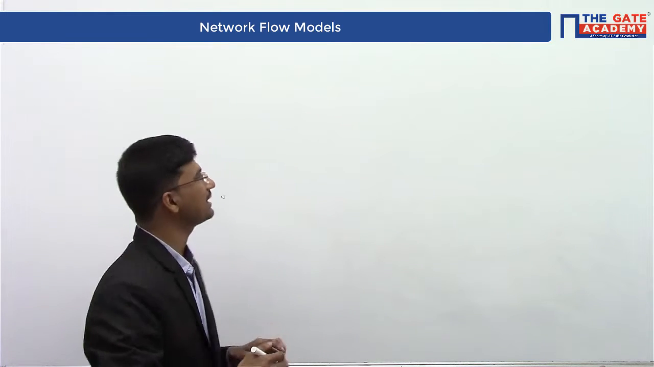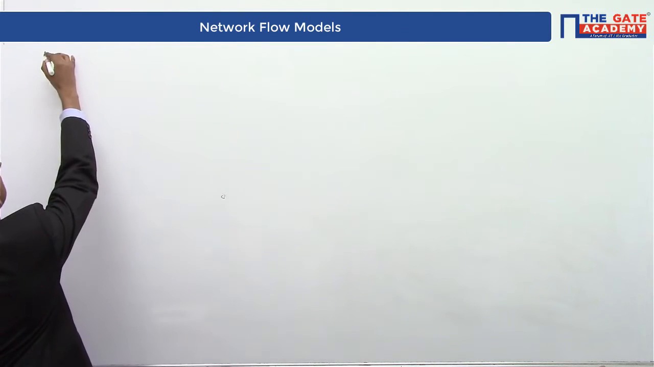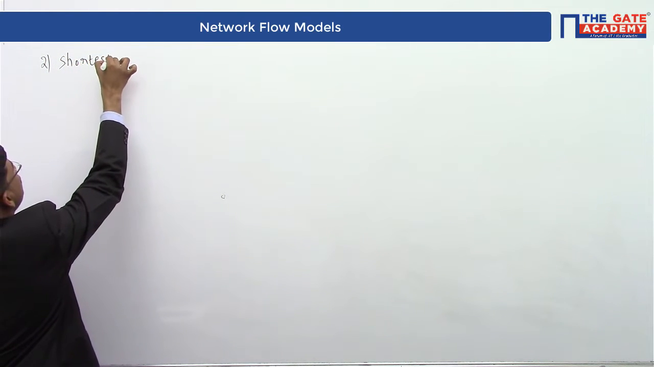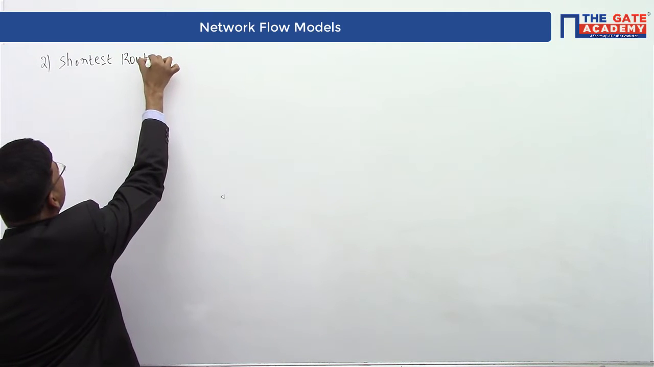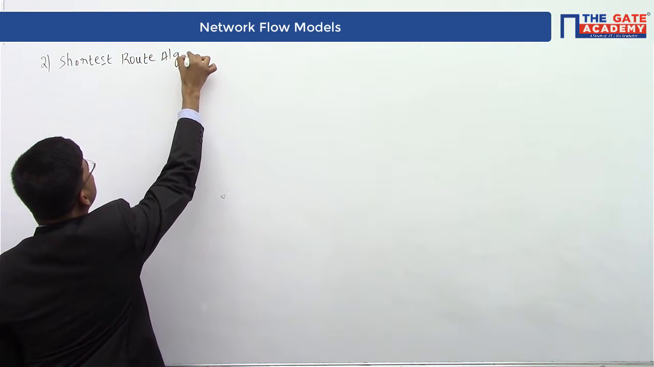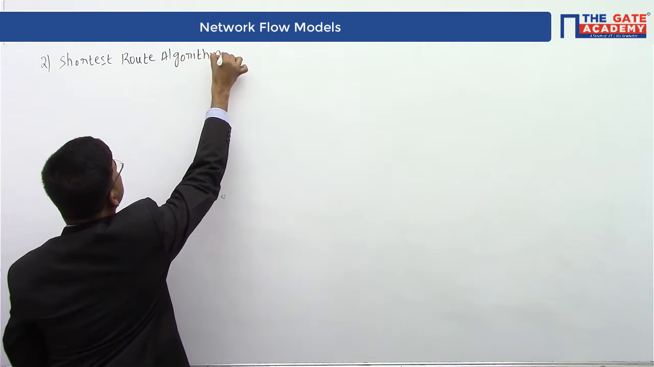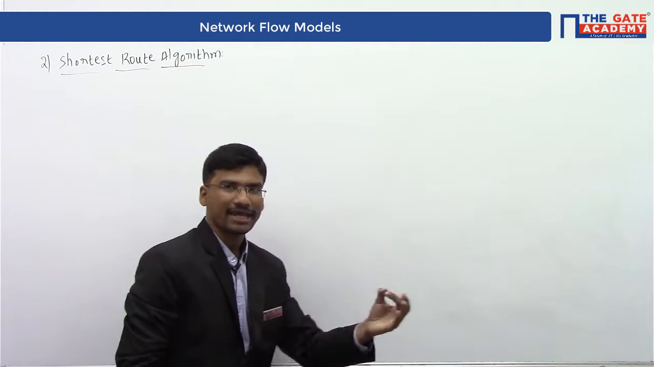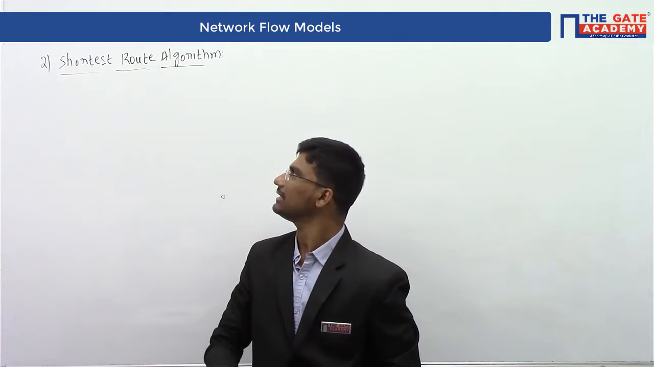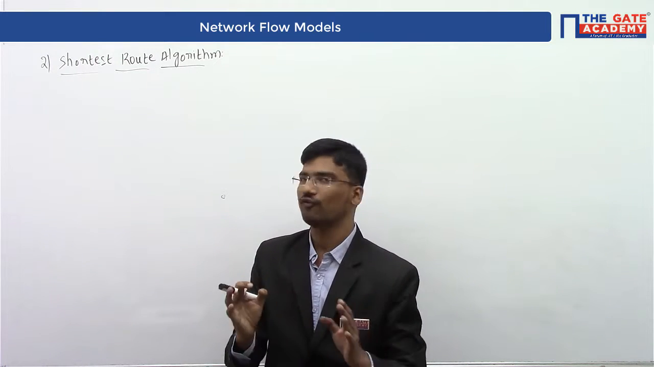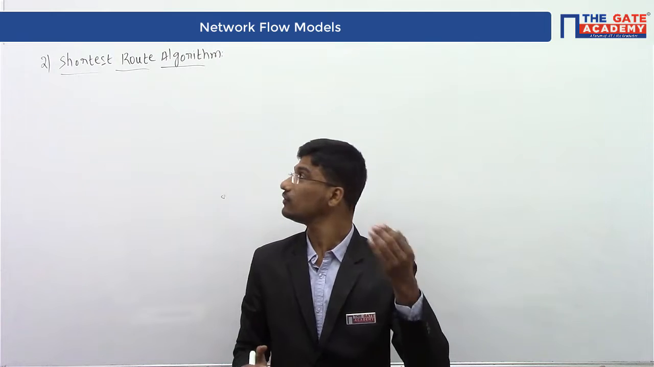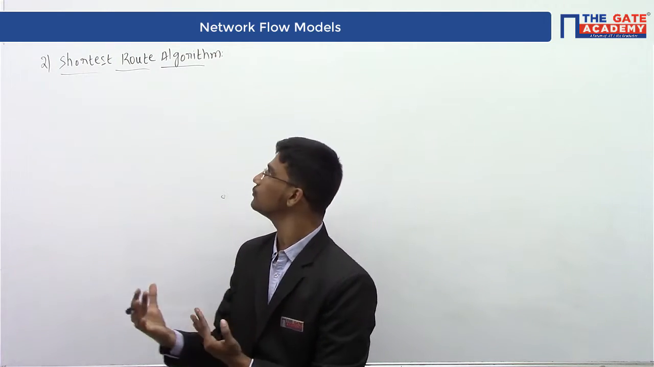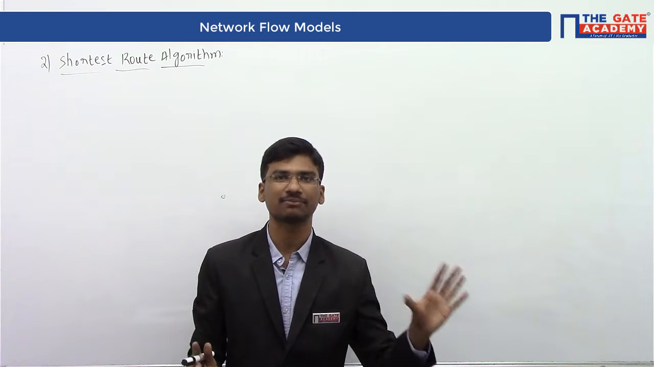Now the second algorithm is the shortest route algorithm. Okay, so again this particular algorithm has a different application when compared to PERT and CPM, and when you compare this with the minimal spanning tree algorithm. Okay, so please do not confuse this algorithm with PERT and CPM algorithms.